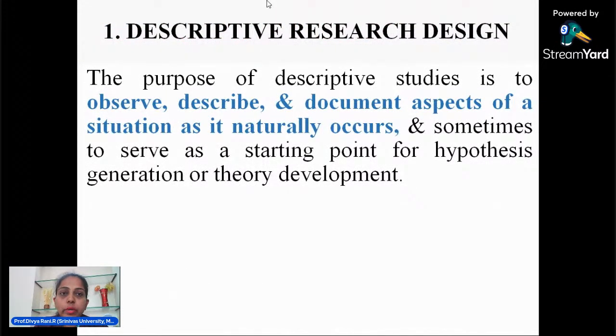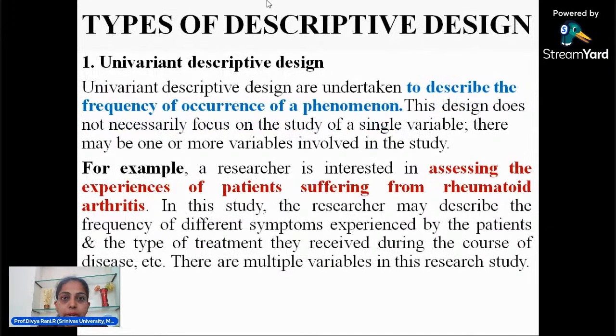Next slide. So the first one is descriptive. Here, we are observing, describing, as well as documenting what we observed in a natural setting. That is called descriptive research design. Based on our observation, we come to a hypothesis, or we develop a theory based on that. Next slide, please. In that, the first type is univariate descriptive design.